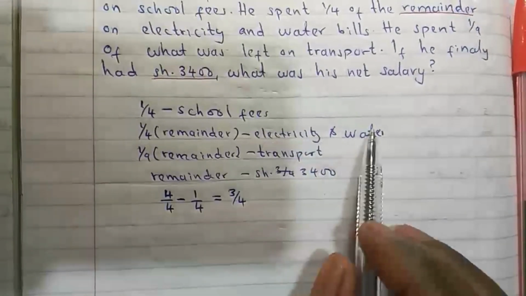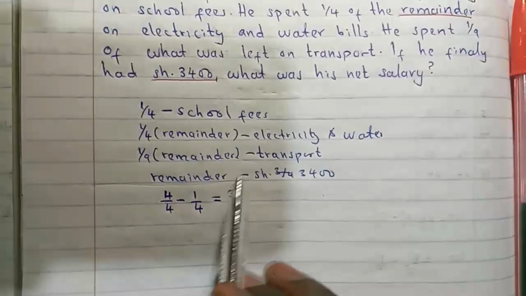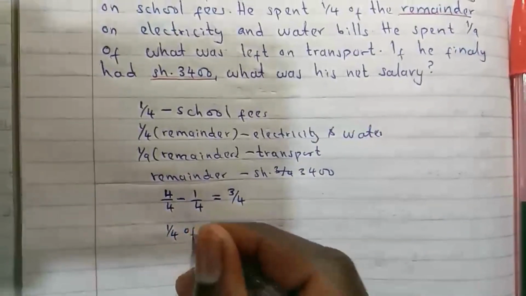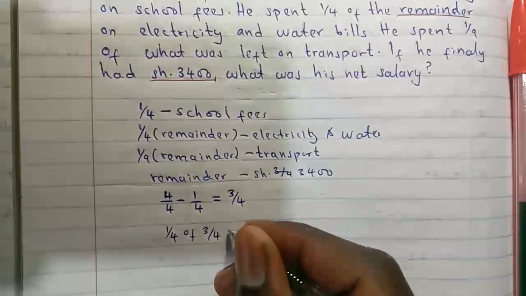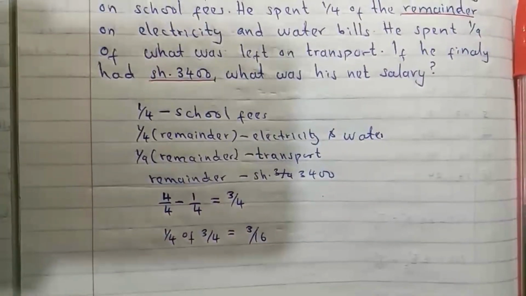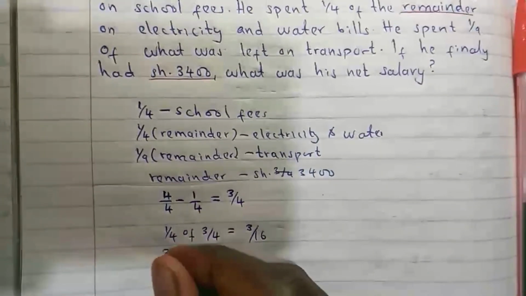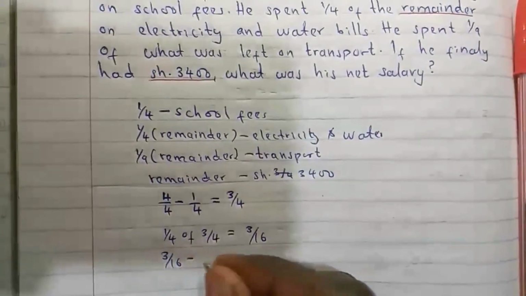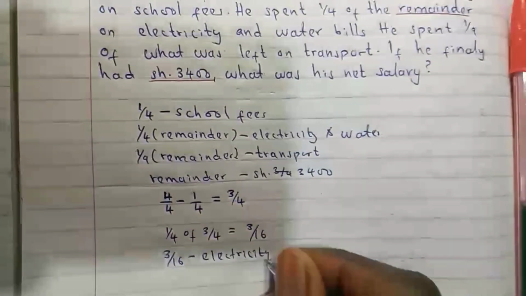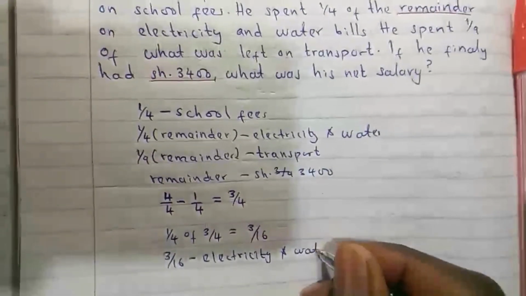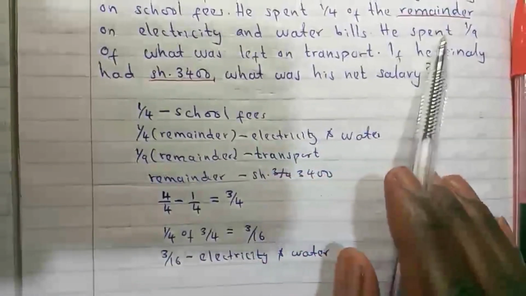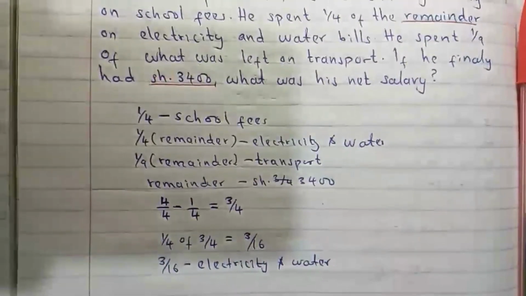But remember, for electricity and water bills, a quarter of what remained was spent. So a quarter of the remainder, which is 3/4, is going to be 3/16. So what was spent on electricity and water bills is 3/16. He spent a quarter of the remainder on electricity and water bills. He spent 1/9 of what was left on transport.